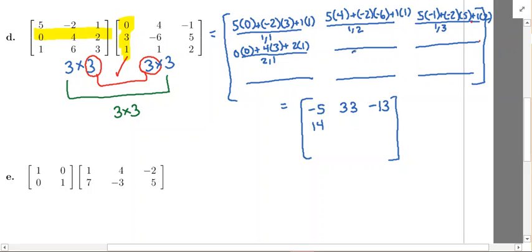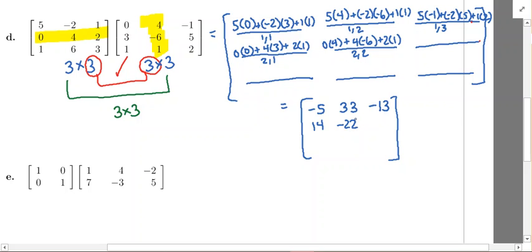All right, moving on to second row, second column. We're going to dot product the second row, second column. So we're going to get 0 times 4 plus 4 times -6 plus 2 times 1. Clean it up. This is going to be 0 minus 24 plus 2 is -22.